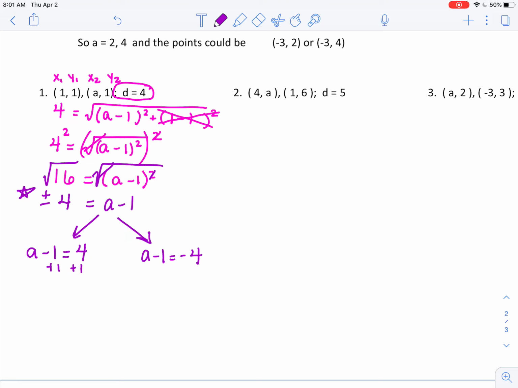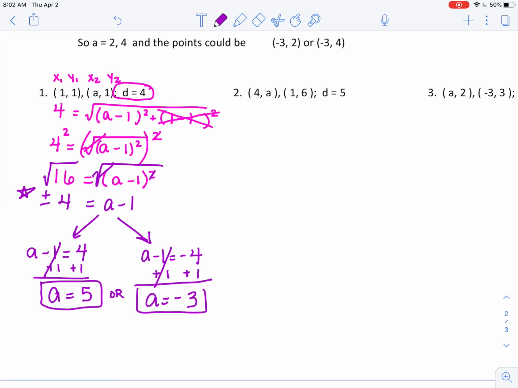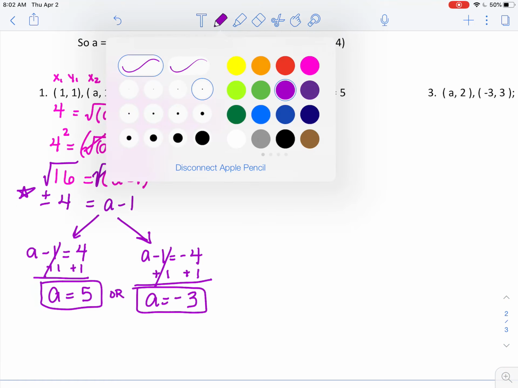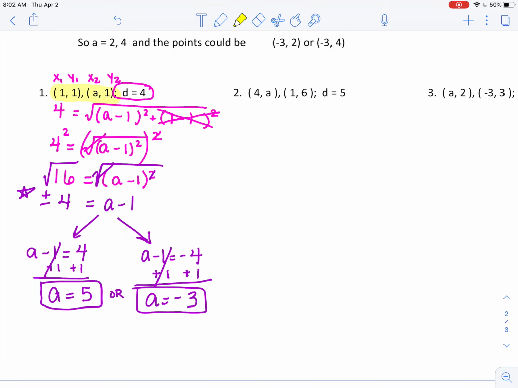Then I solve, so add 1 to both sides. A equals 5. Add 1 to both sides in the other equation. A equals negative 3. There are two different solutions for these questions because the point (1, 1) back at the beginning from the actual problem is 4 spaces away from (5, 1), but it's also 4 spaces away from (negative 3, 1).